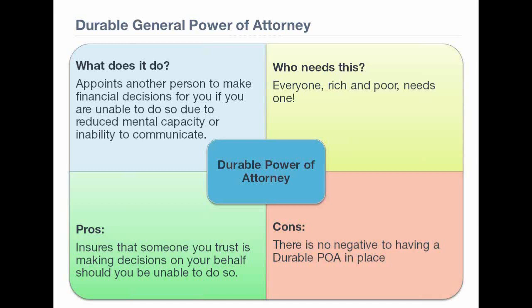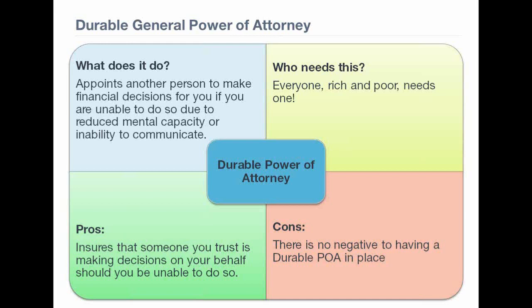So let's start with the first document, and this is one to deal with while you're alive: the durable general power of attorney. It gives somebody you trust the authority to act on your behalf if something happens to you, whether it be a stroke, Alzheimer's, or you get hit by a truck and don't die. You have all your money there and bills to pay, but you haven't died, so there's no probate or anything. You need somebody to pay your bills and make financial decisions for you, and that's what it does. Whether you're rich or you're poor, you need one of these.